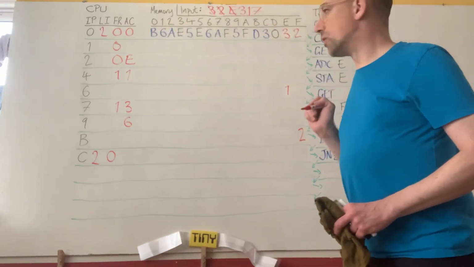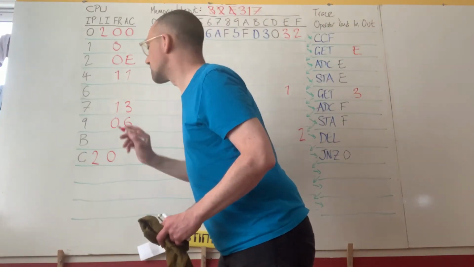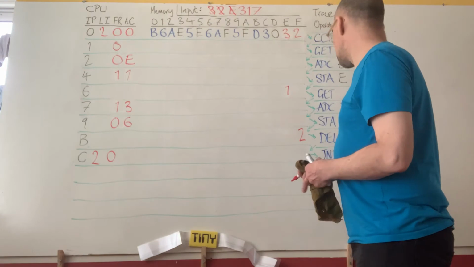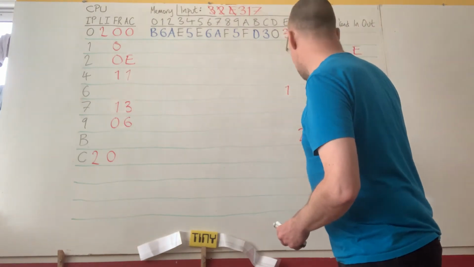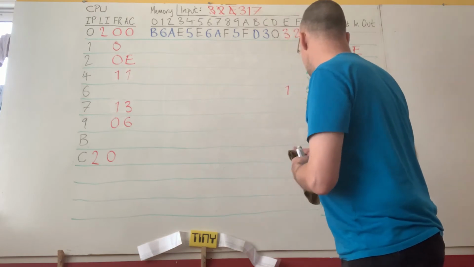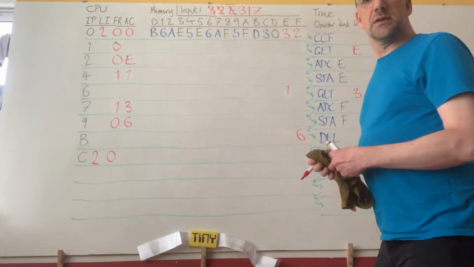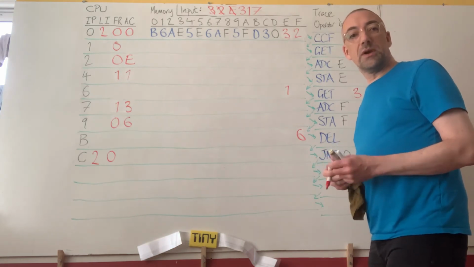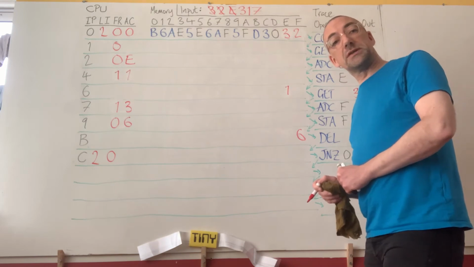With no carry, 6 is not 0, and no overflow. So what just happened there? Well, it gets stored back into F. So now we have a 6. We've added some more inputs onto our running total.